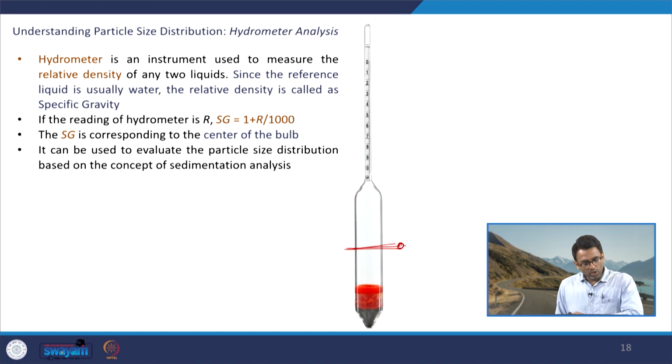In our case, we are basically not trying to measure the specific gravity of the solution here, but we are going to use this procedure to evaluate the particle size distribution based on the concept of sedimentation analysis. All right. So, now let us look at the steps that are involved in the process of evaluating the particle size distribution. All right. So, today we will stop here, and I want you to remember this particular slide which we are discussing. We will start our discussion right from this particular point, and we will see the steps that are involved in using the hydrometer for evaluating the particle size distribution curve for the fine grained soils.